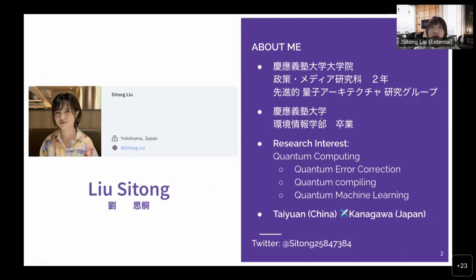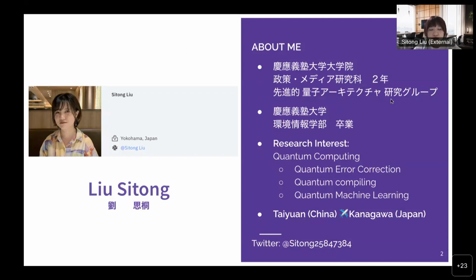Actually, I am an international student from China, and this is my fifth year in Japan. I speak Chinese, which is my native language, and I also speak English, and some Japanese. I graduated from Keio University, Faculty of Environment and Information Studies, and I'm currently a second-year student at Keio University, Graduate School of Media and Governance, and I belong to the Advancing Quantum Architecture research group.